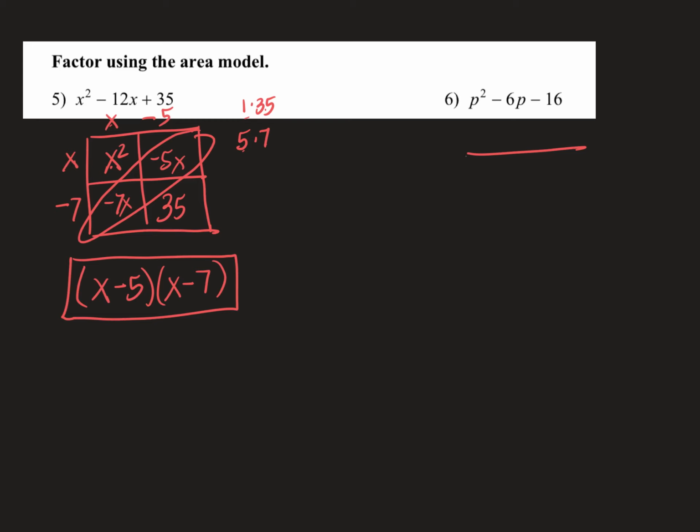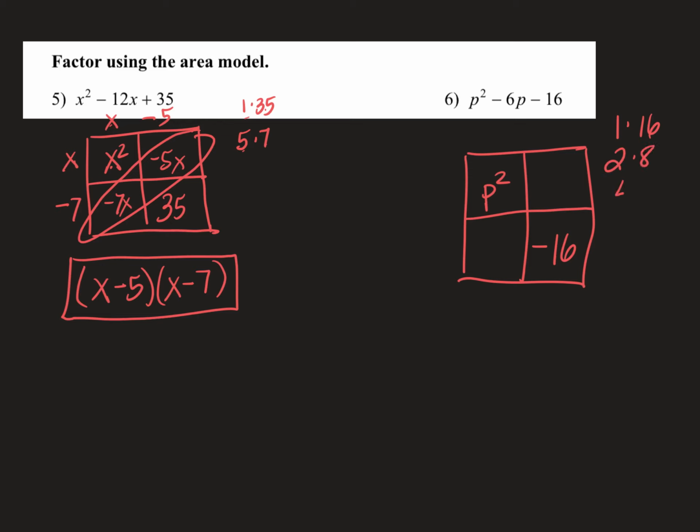And next I'll make my box here. The first term goes in the top left box, second term goes in the bottom right box. My factors of 16 are 1 and 16, 2 and 8, 4 and 4. To get p squared, I multiply p times p. I want to add these and get -6p and multiply them and get -16.